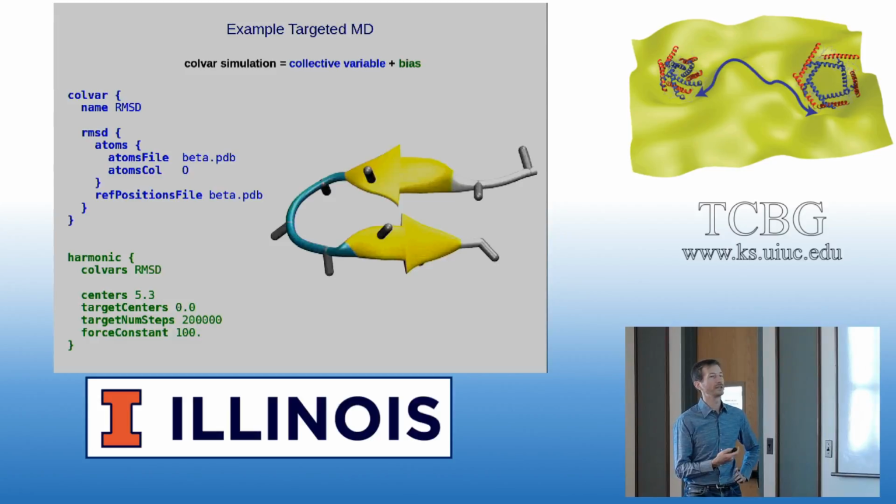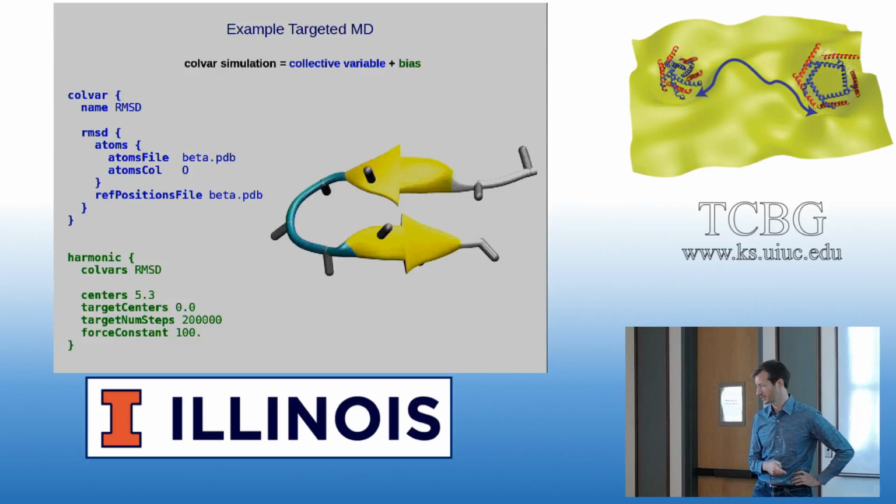So in NAMD, there used to be a code for targeted MD, a code for steered MD, a code for geometric restraints. And all of these are covered by very slight variations on this kind of example.